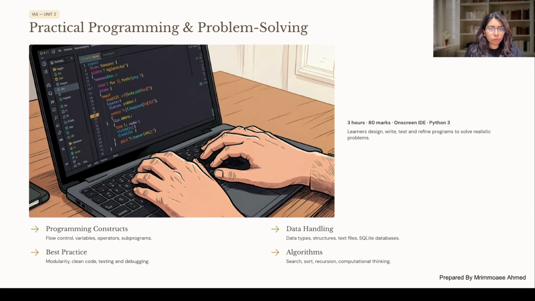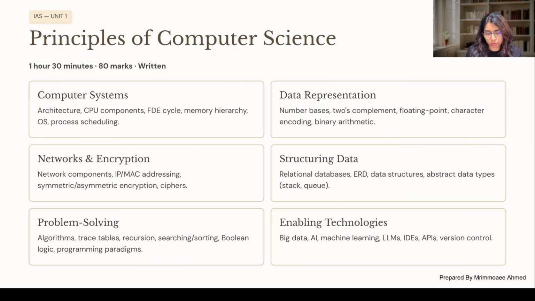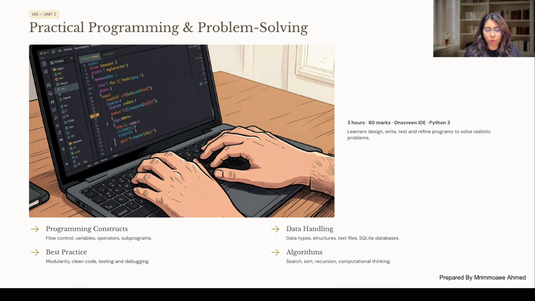So unit 2 is mostly about practical, the programming, right? Whatever we learn in unit 1, where we learn about problem solving in a theoretical way, we will transform that in unit 2. So unit 2 is all about programming, all about coding. You will get in total 3 hours and the mark will be 80. Mostly we'll use VS Code for doing the Python.